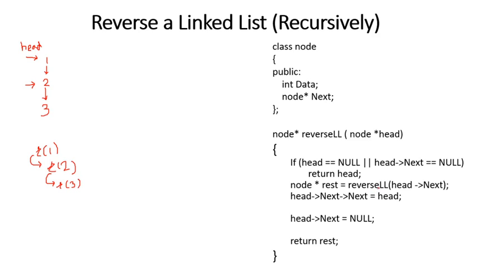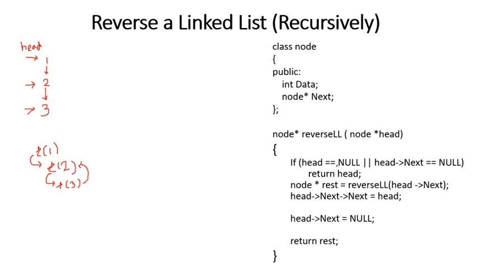After this control will come over here. Now our new head will be the address of 3. Now if you see, head arrow next, that is 3 arrow next, is null. So this condition is satisfied and it returns the head. The address of the head is returned from the reverse 3 function call. This is returned to reverse 2.